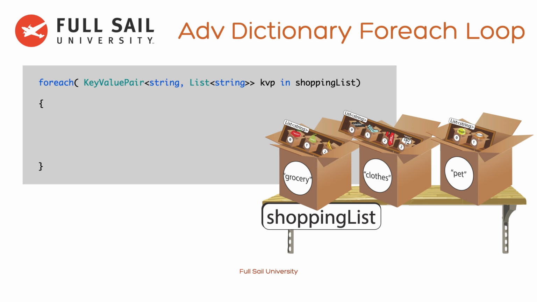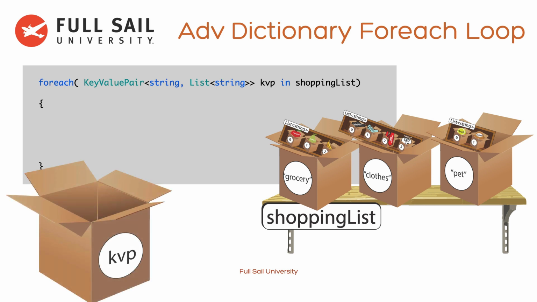Okay, so foreach. Now we're still going to use that KeyValuePair, open and closing carets, and we still need the key and the value data type. So this one is going to be string, and then a comma, and List<string> is going to be the data type of the value. I'm still going to use KVP as a temporary variable name. Again, this could be anything, but by default, usually people put KVP, the keyword in, and then the dictionary we're talking about, and the dictionary's name is going to be shoppingList.